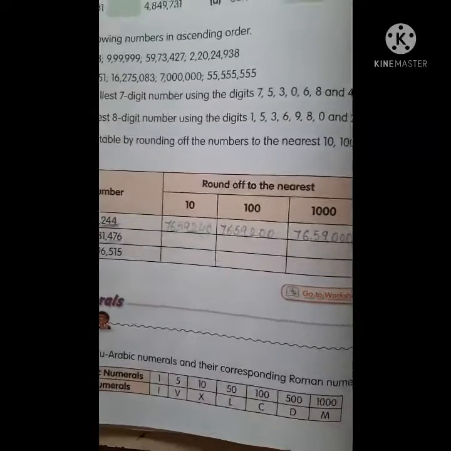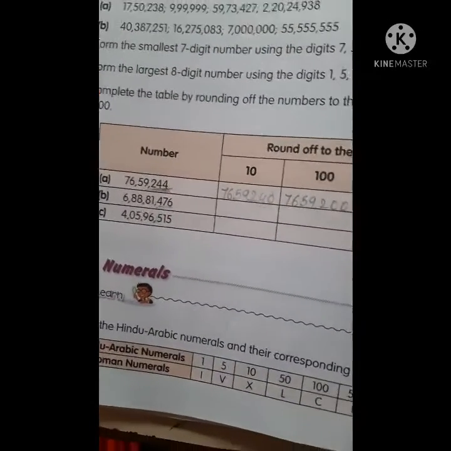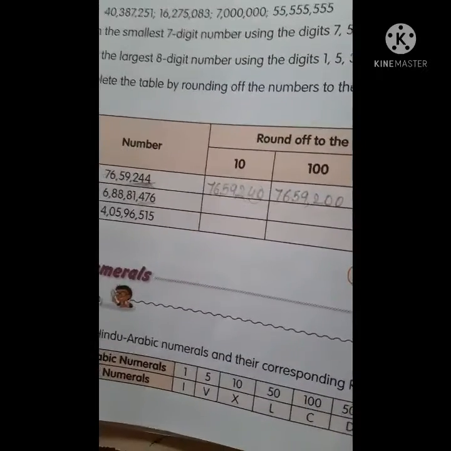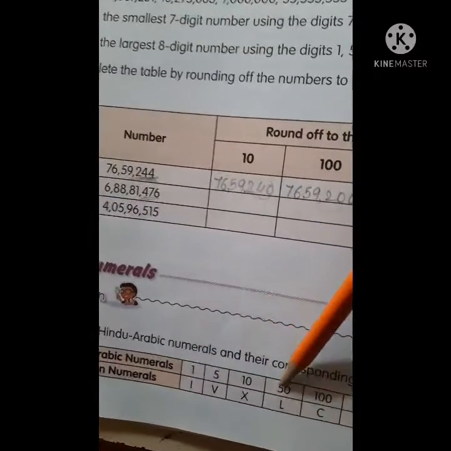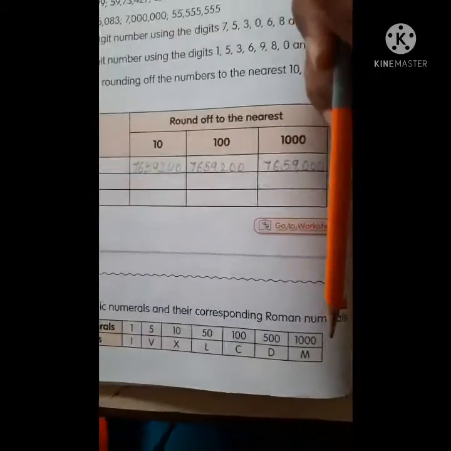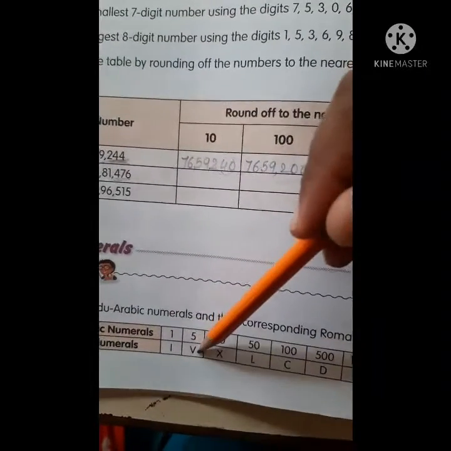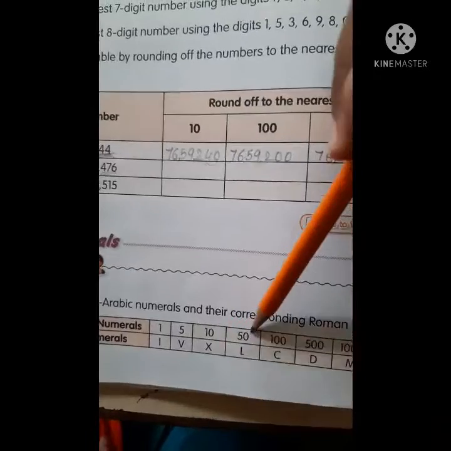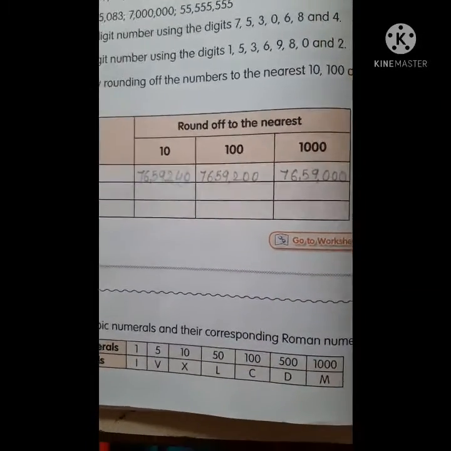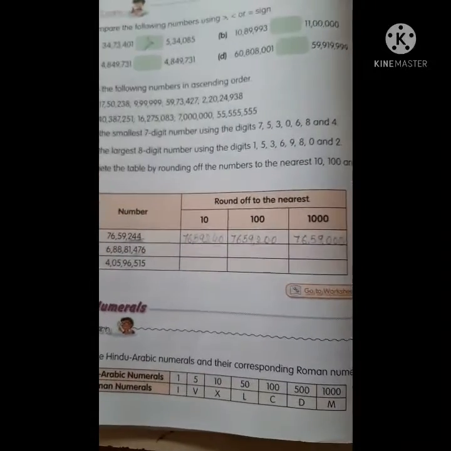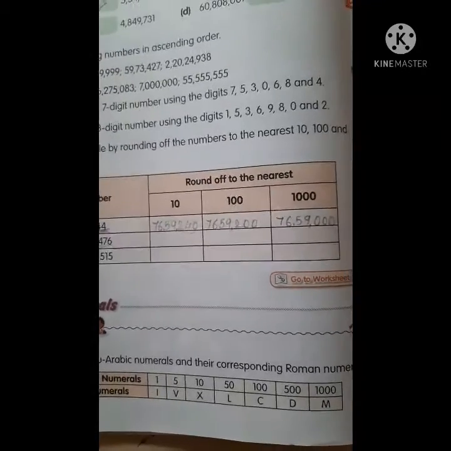Now let us see Roman numerals. What are Roman numerals? Let us see the Hindu Arabic numerals and their corresponding Roman numerals. Hindu Arabic numerals are 1, 5, 10, 50, 100, 500 and 1000. In Roman, how will we write them? 1 we will write as I, 5 as V, 10 as X, 50 as L, 100 as C, 500 as D and 1000 as M. Now we have seen these Roman numerals. Now how to use them? How are we going to use them in our sums? Let us see the next page.